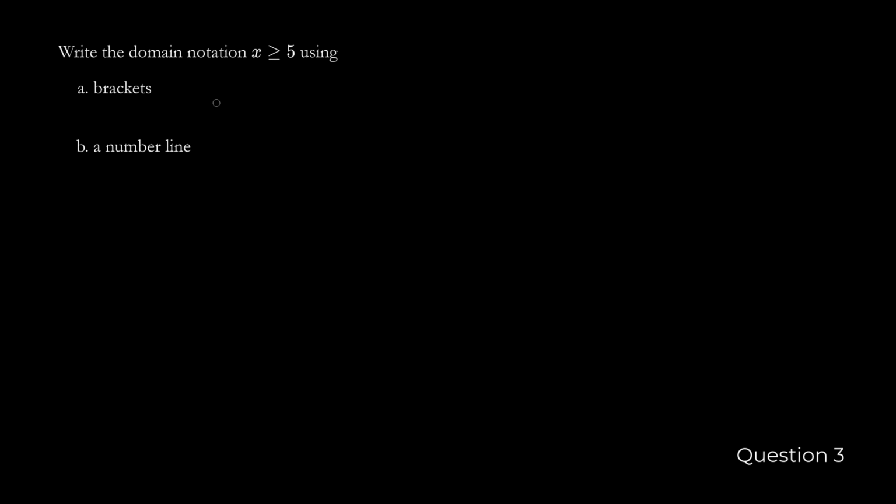Write the domain notation x is greater than or equal to 5 using brackets. So this notation, the set notation, is equivalent to the interval notation: x is greater than or equal to 5. We start at 5 as the starting point all the way towards infinity. The starting point is a square bracket because we're going to include the number 5. We're including the endpoint.